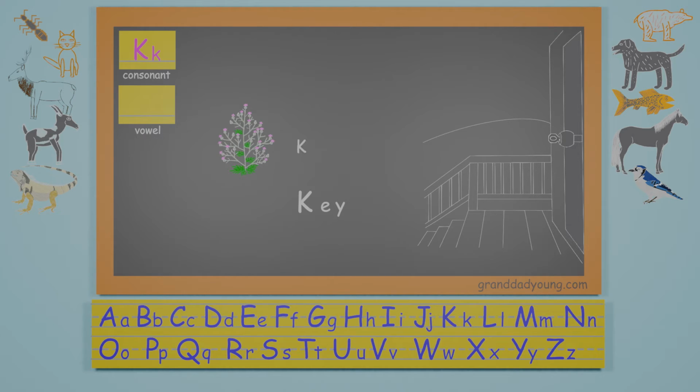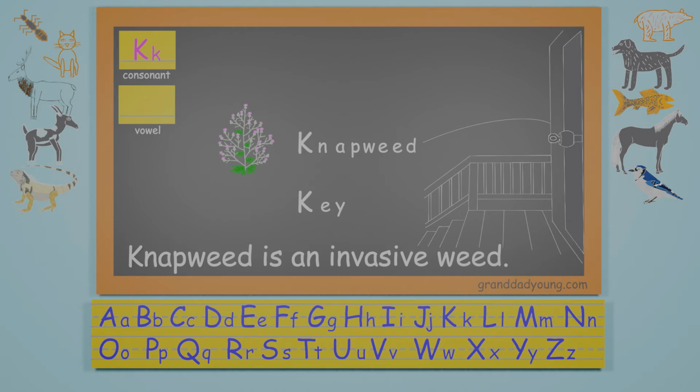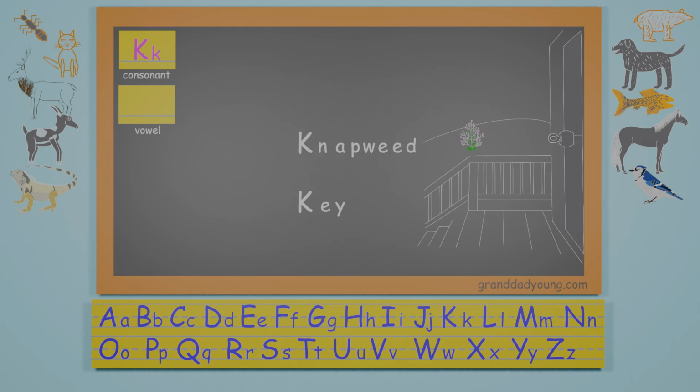Knapweed. K-N-A-P-W-E-E-D. The word knapweed also begins with the letter K. However, in this case, the K is silent. Knapweed is an invasive weed. What is invasive? It means it grows lots and lots where people do not want it to.